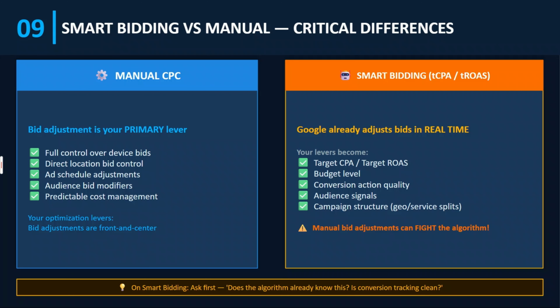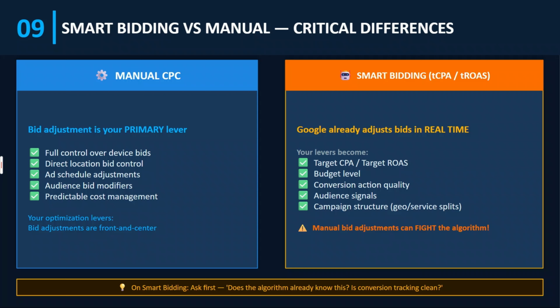Now let us talk about something that confuses a lot of advertisers: smart bidding versus manual bidding. If you are using manual CPC, then bid adjustments are your main tool. You have direct control over everything. All the adjustments we talked about apply directly. But if you are using smart bidding, target CPA, target ROAS, or maximize conversions, the situation is different. When you use smart bidding, Google's algorithm is already adjusting your bids in real time.